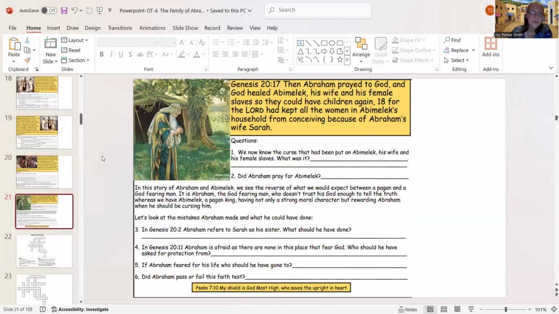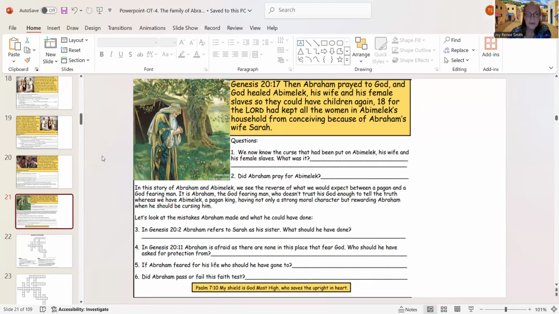So the scriptures continue. Genesis 20:17. Then Abraham prayed to God, and God healed Abimelek, his wife, and his female slaves, so that they could have children again. For the Lord had kept all the women in Abimelek's household from conceiving because of Abraham's wife Sarah. We now know the curse that had been put on Abimelek, his wife, and his female slaves. What was it? That they could not have children again. Did Abraham pray for Abimelek? Yes, he did pray for Abimelek.